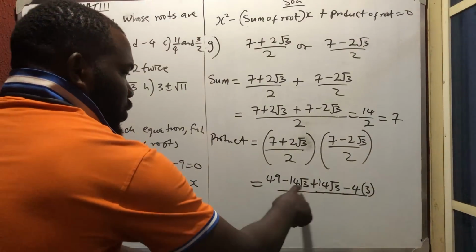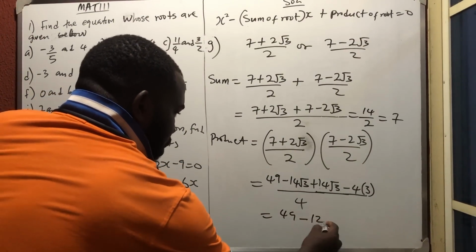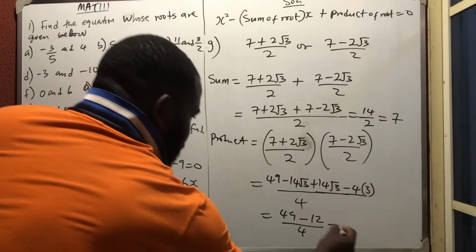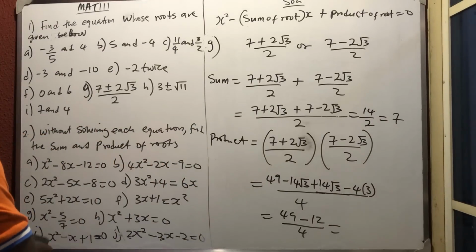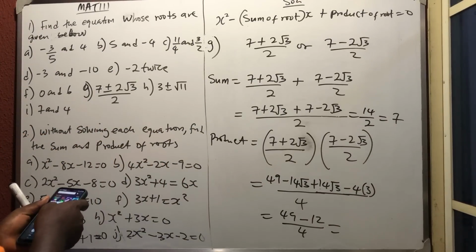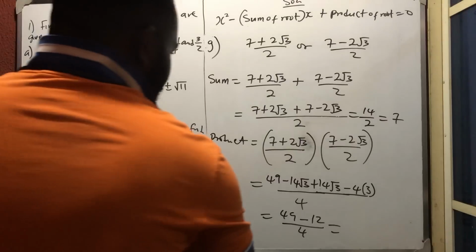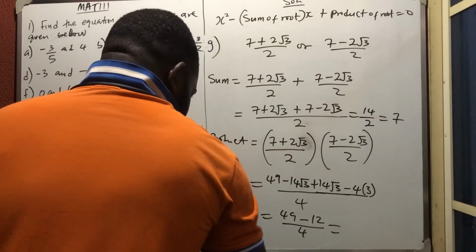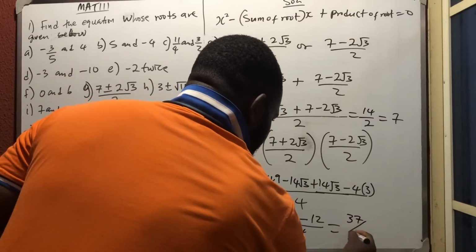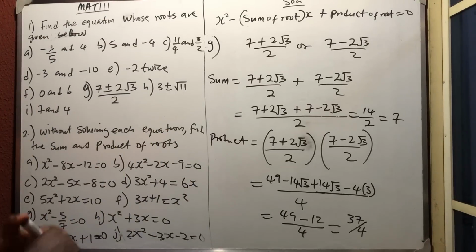Now the one in the denominator is gone, so I'm left with 49 minus 12 divided by 4, which will give you what? So I'm having 49 minus 12, so I'm having 37 over 4. Okay, so this is the sum and the product.